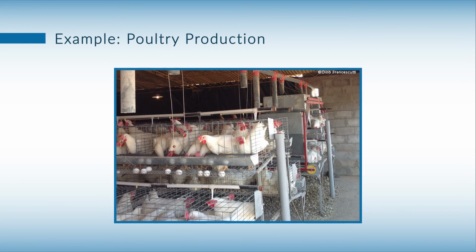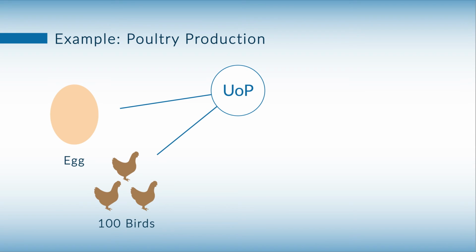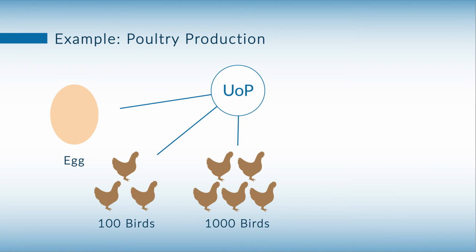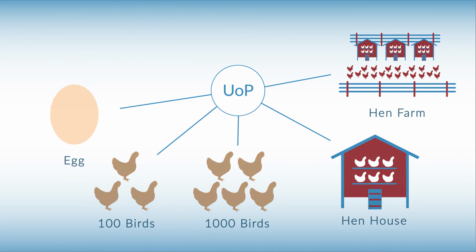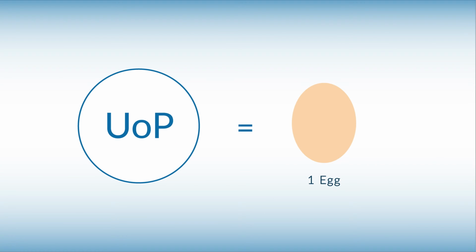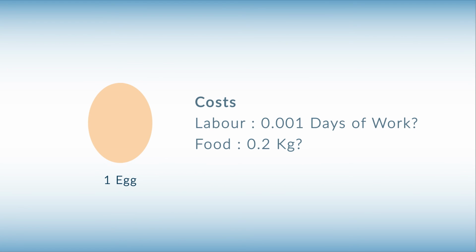Finally, let us look at a poultry production operation for eggs. Here, possible options for the unit of production include an egg, 100 birds, 1,000 birds, a hen house, or the entire operation. All could be used as units of production, but some, such as a selection of an egg, would result in a lot of work. How much labor is needed per egg?